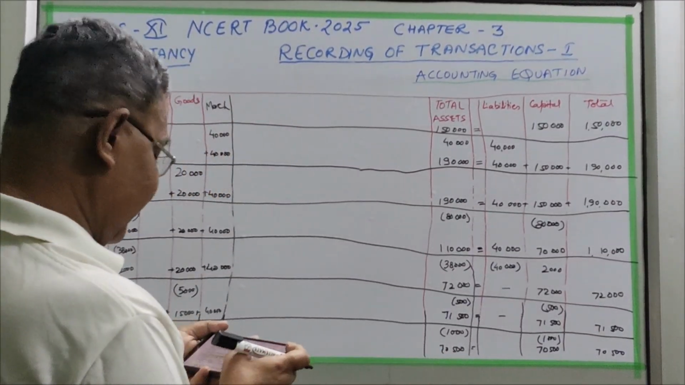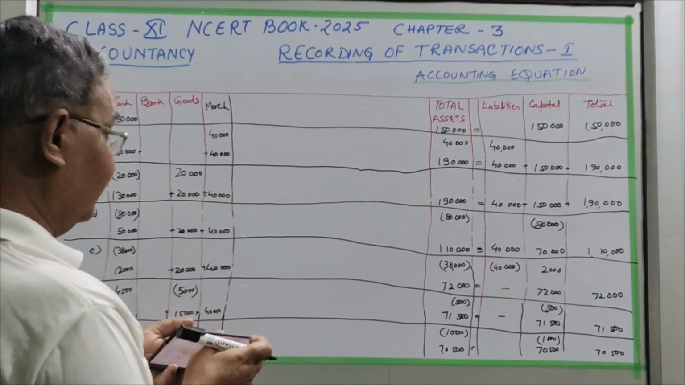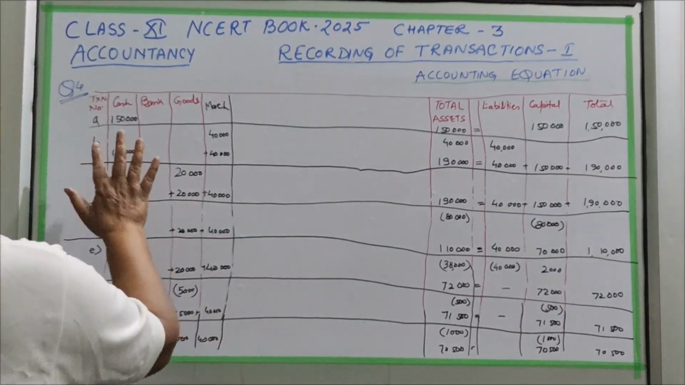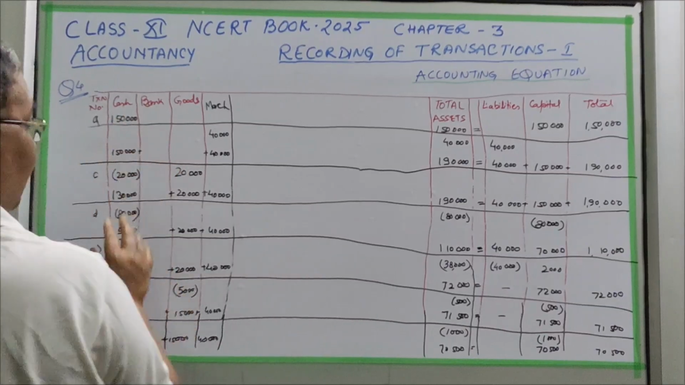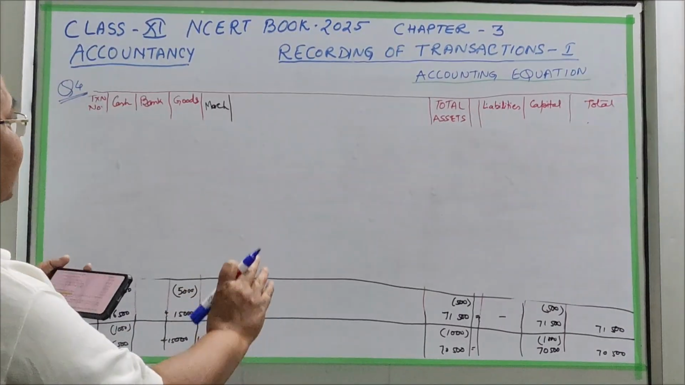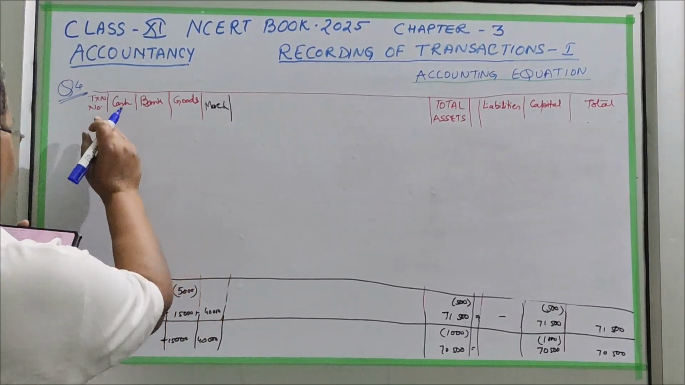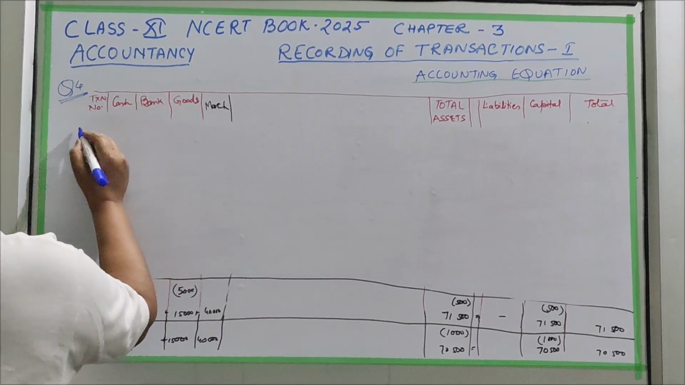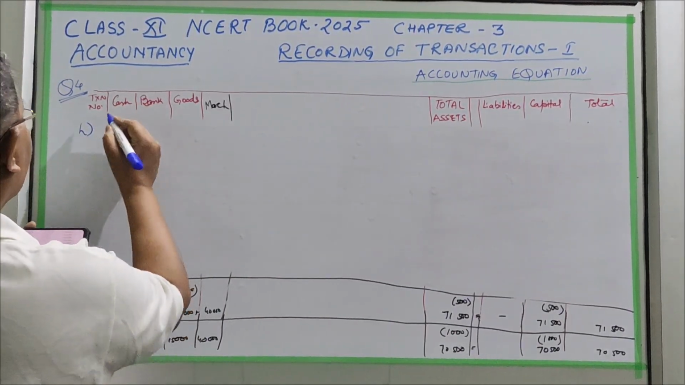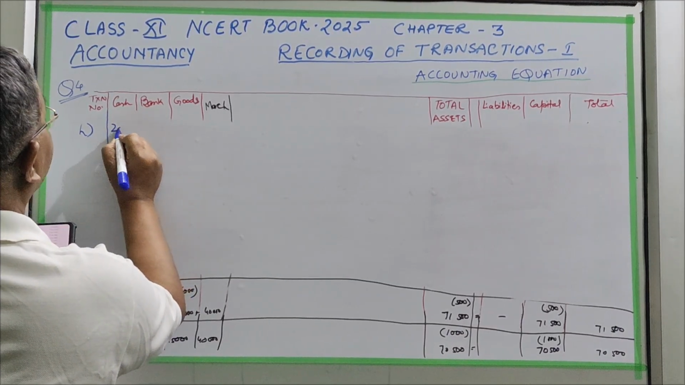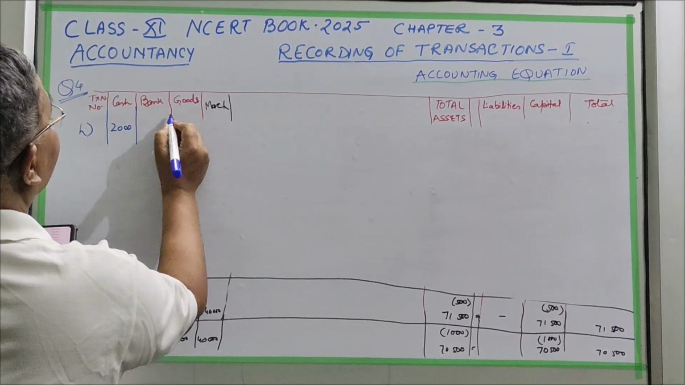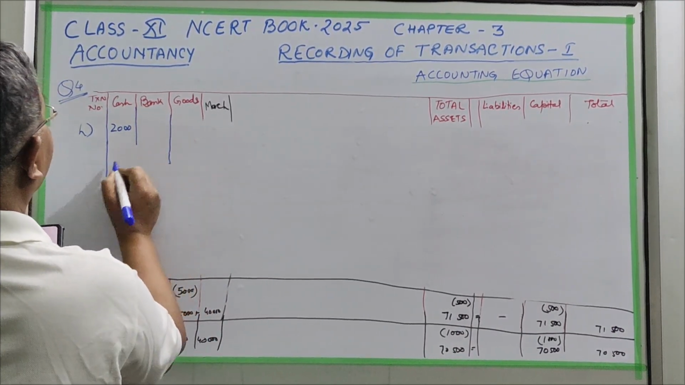Another entry, last entry is there. Commission received in advance 2,000. So I will make one entry here. Okay. Here no space is there. So I will write it here. Again commission received. Commission received 2,000 rupees. You have received 2,000 rupees.